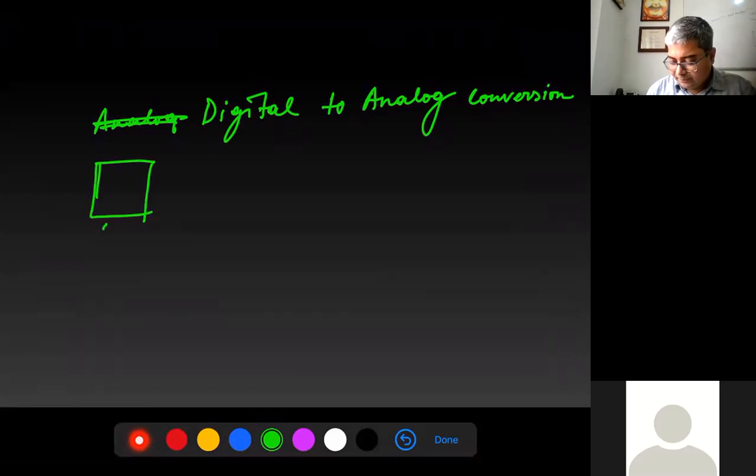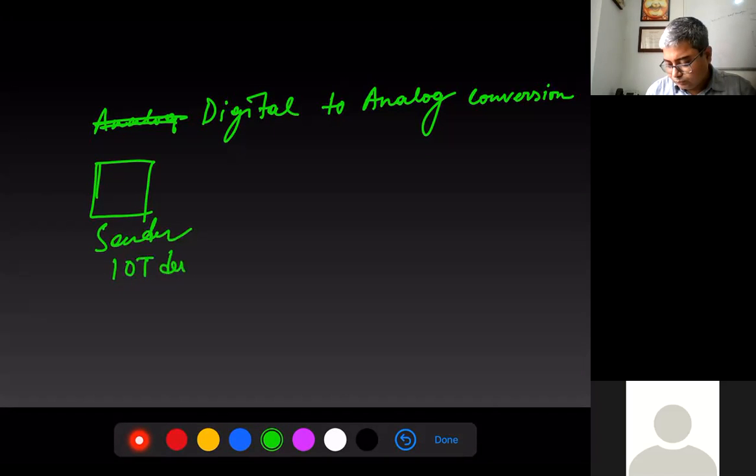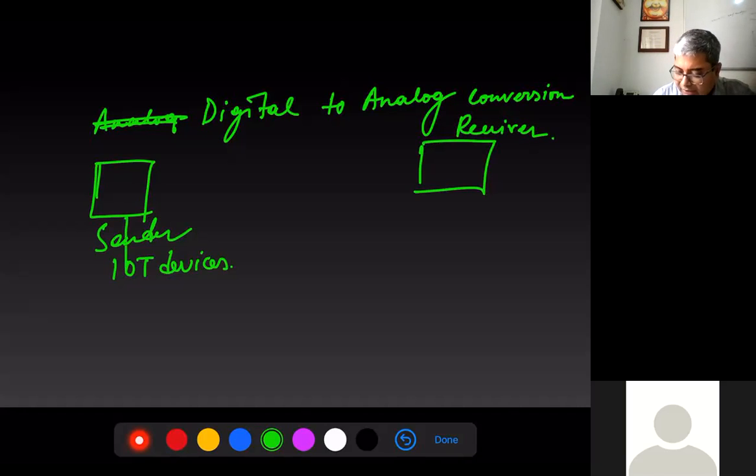This is my sender or my IoT devices, and this is my receiver. Now, when the sender is sending the data, they are going to send the data in the form of digital bits. Yes or no?